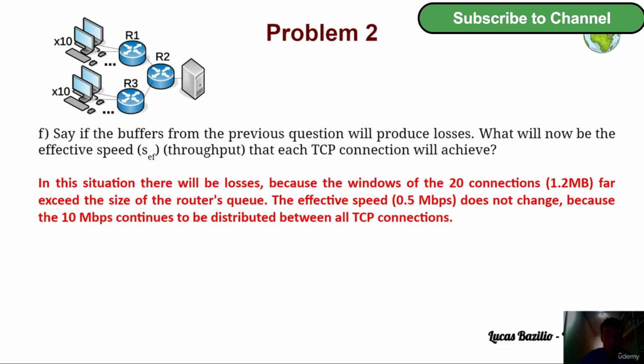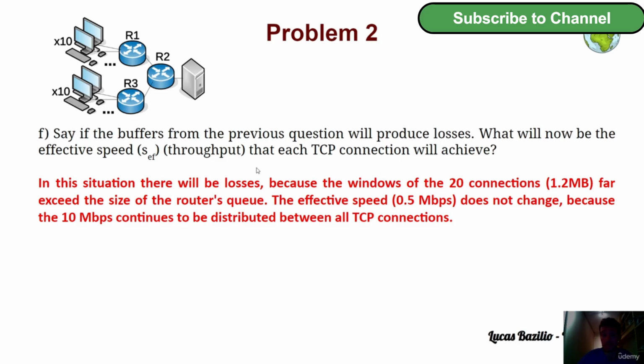So each TCP connection will have an effective speed of 0.5 megabits per second, because keep in mind, if we multiply the 20 PCs that are transmitting at the same time by 0.5, we get precisely 10, which is the value that we see here in the velocity. So the effective speed remains the same.